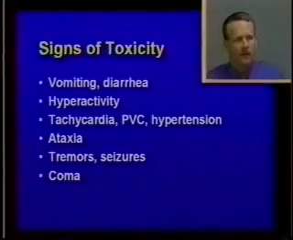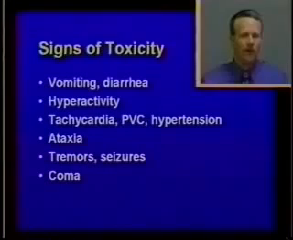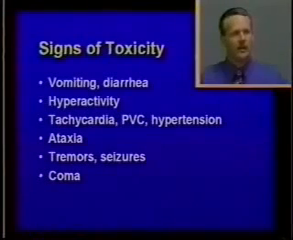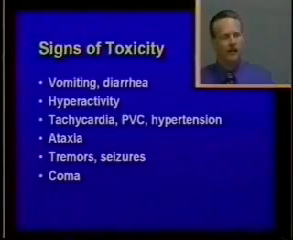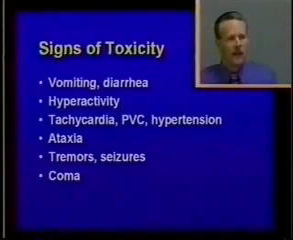Symptoms of methylxanthine toxicity usually begin with vomiting and diarrhea, so the GI signs predominate initially. You will then see hyperactivity and tachycardia. You can see arrhythmias with premature ventricular contractions and hypertension. The animal may become ataxic, and very often you will see tremors or seizures with ingestions of methylxanthines. And eventually the animal can become depressed to the point of coma.